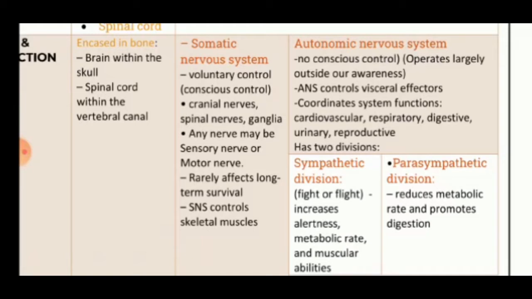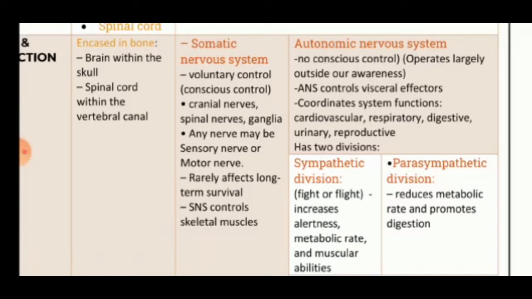Somatic means that I'm the one who controls the action. Unlike in the case of autonomic, I cannot control the action. Let's have an example. If I'm trying to lift up a bag, this means that I'm the one who's controlling my arm muscles to lift this bag. So this is a voluntary control. During this action, my somatic nervous system is working.